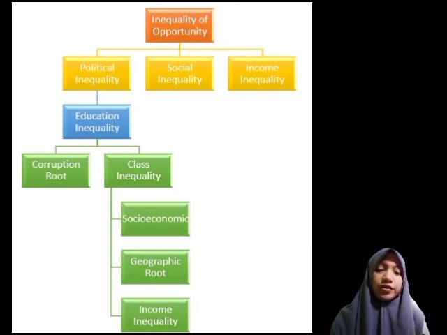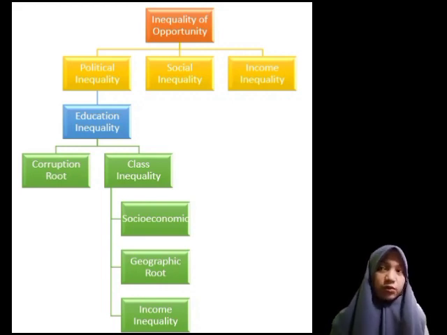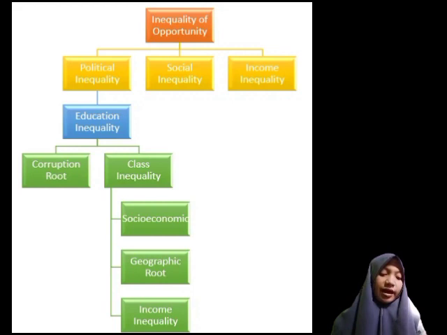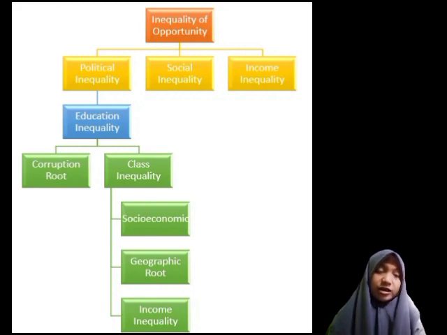Okay, so this is the problem tree that we made. We have this problem, education inequality, and we have these causes and effects. We start with the problem. Our problem is the education inequality of the students, and the causes are its geographic root, the socio-economic root, corruption root, class inequality, and income inequality.